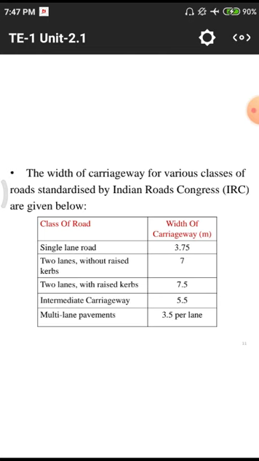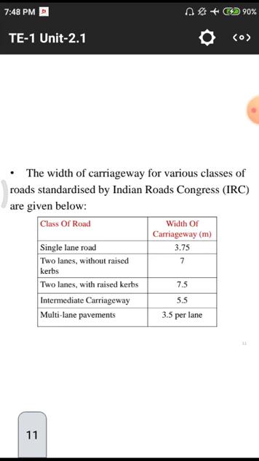A single lane road has 3.75 meters, but in the case of two lanes without raised kerbs, that means we have 7 meters. Two lanes with raised kerbs, we have 7.5 meters. And the intermediate carriageway, we have 5.5 meters. Intermediate carriageway means side lanes having carriageways to stop the vehicles. For the intermediate carriageway, we have 5.5 meters.